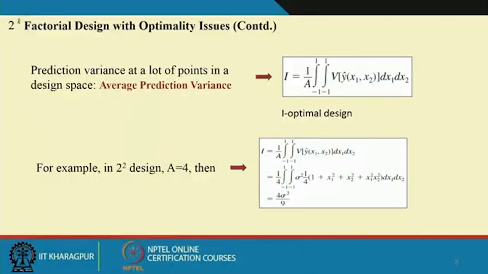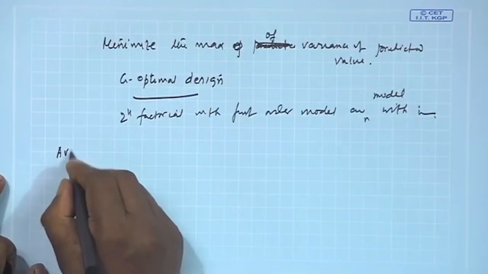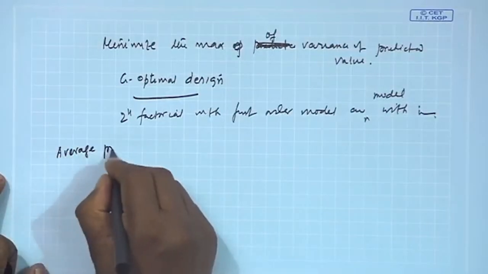Suppose you have a lot of points. You want to see what the prediction variance will be at a lot of points. You are not predicting at just one point, you have several points. So you will find different prediction variances at different points. Under such a situation, you will find the average prediction variance. So we are talking about average prediction.